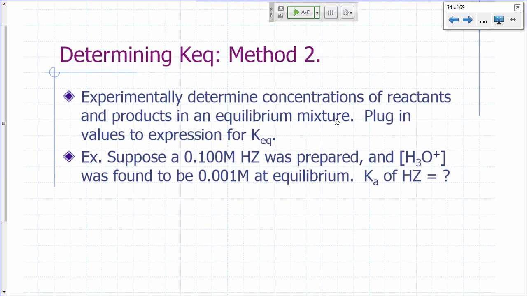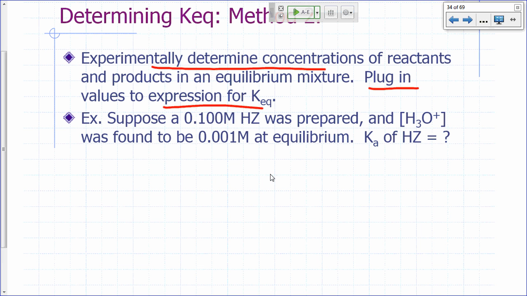All right. Let's go into a more straightforward determination of Keq. Just run the reaction, experimentally determine the concentration of reactants and products in the equilibrium mixture, and then plug it into your expression for Keq. So let's look at this simple example. Let's say you've tried to prepare a 0.1 molar solution of some acid HZ. That's a fictitious, hypothetical formula. So let's say you tried to make a 0.100 moles per liter solution, and you found your hydronium ion to be 0.001 at equilibrium. What's your Ka of HZ? If I'm interested in the Ka of HZ, what's the reaction I'm interested in? HZ gives me what?